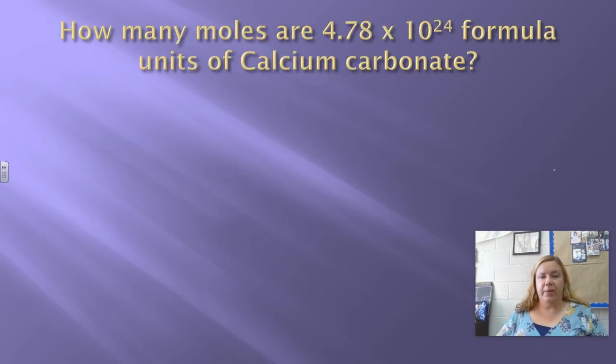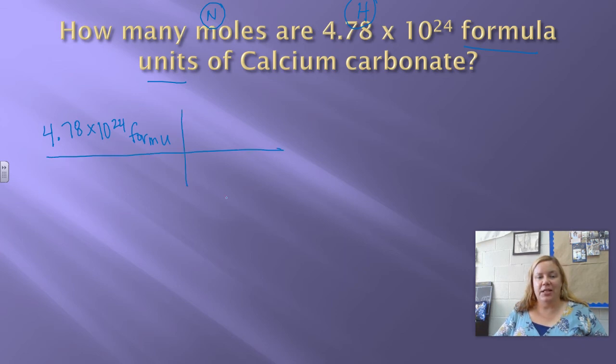Let's try one more. How many moles are 4.78 times 10 to the 24th formula units of calcium carbonate? Oftentimes, formula units are used for ionic compounds. So our have is what we're given here, and what we need is how many moles. So we start with the number we have, and that's 4.78 times 10 to the 24th formula units. Be careful how I put it; it's better that way to put form u. Just like formula units, it's in the same category as atoms.